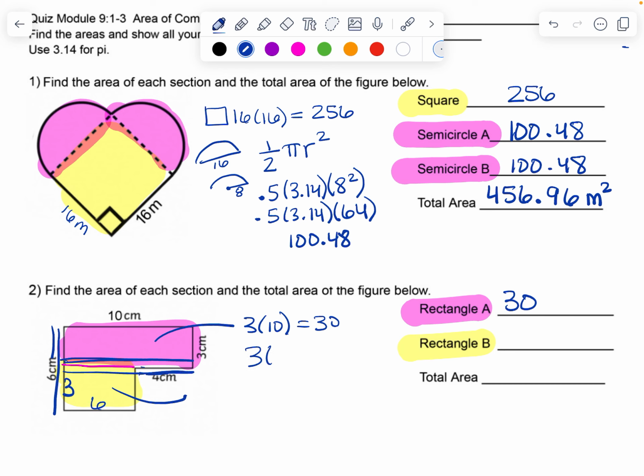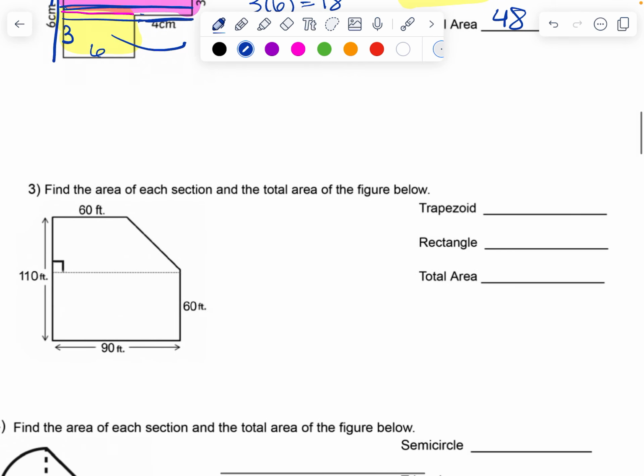For this one, I have two shapes. I have a rectangle right here, and I have a trapezoid right here. So let's do the rectangle first because it's the easiest. It's just 60 times 90, which is 5,400.